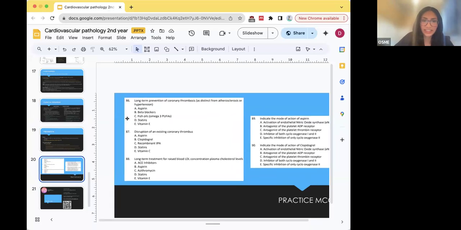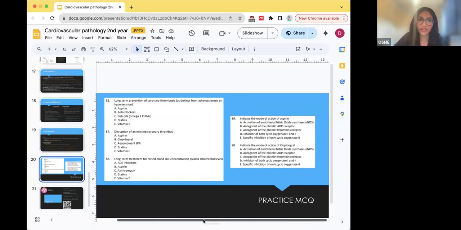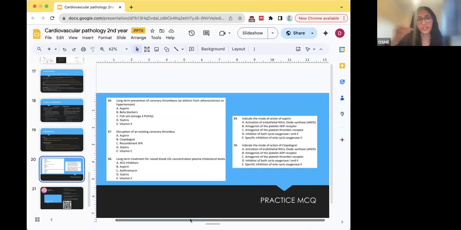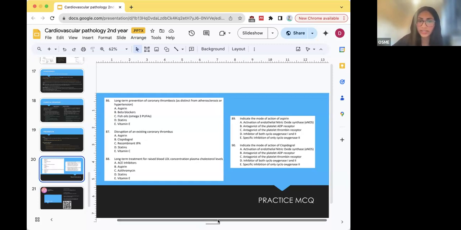So this long-term prevention of coronary thrombosis, distinct from atherosclerosis. So you'll know that the coronary thrombosis will be an arterial thrombosis. So the one that's most relevant here is aspirin. So COX inhibitor, which will reduce platelet activation by reducing thromboxane A2. The second one, disruption of an existing thrombus, will be a thrombolytic agent, which is recombinant TPA, which is alteplase. Long-term treatment for raised LDL is statins, which will reduce cholesterol synthesis.